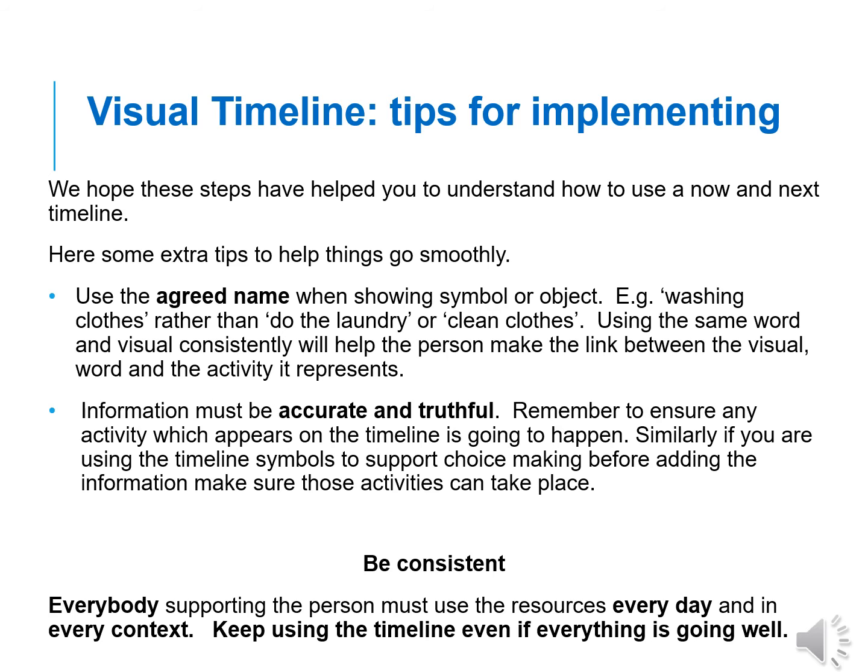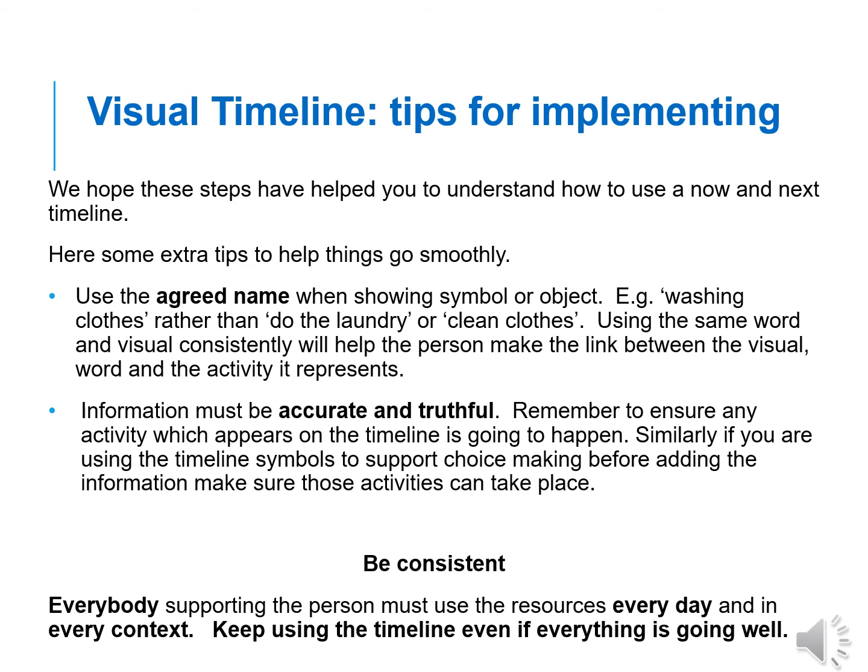We hope these steps have helped you understand how to use a now and next timeline. Here are some extra tips to help things go smoothly. Use the agreed name when showing the symbol or object. For example, washing clothes, rather than do the laundry or clean clothes. Using the same word and visual consistently will help the person make the link between the visual used, the word that is being spoken, and the activity that it is representing.